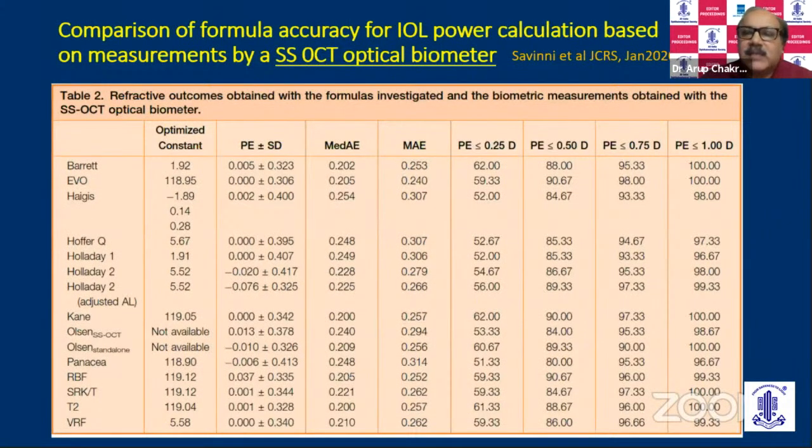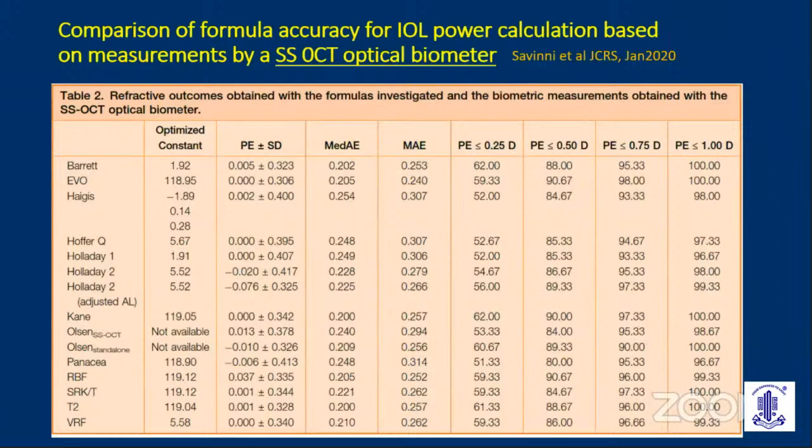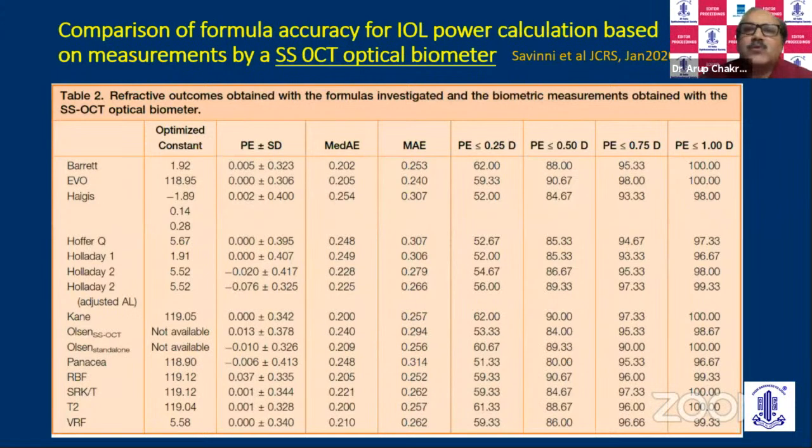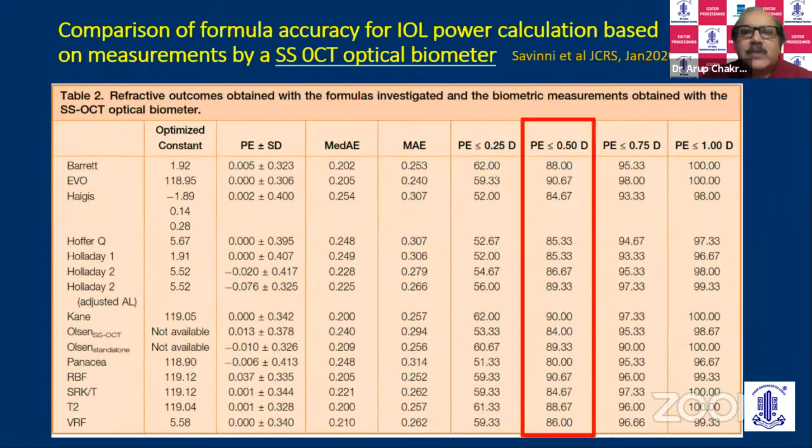And then this is the latest publication that happened. I just want to trace out how the refractive accuracy evolved over a period of years. So this was actually published by Savini et al. in the JCRS in January 2020. And here again, you see the results are pretty good. 84% to 90.67% of the patients were getting within an error of 0.5 diopter.